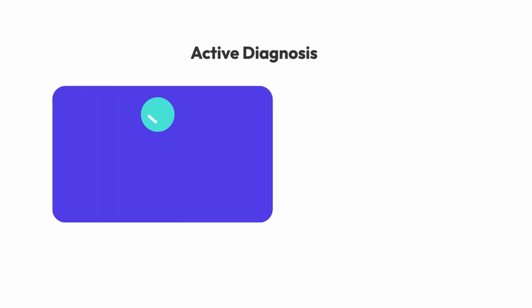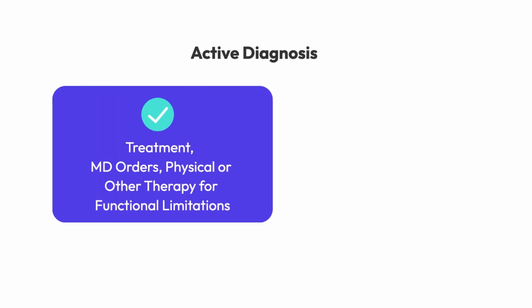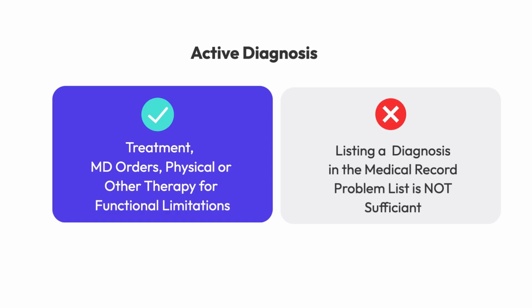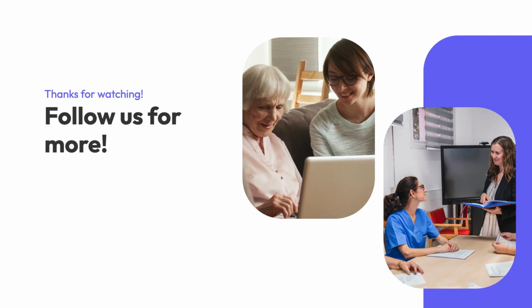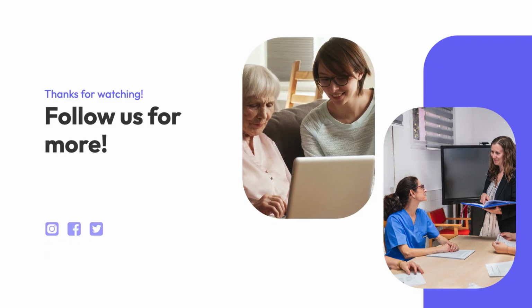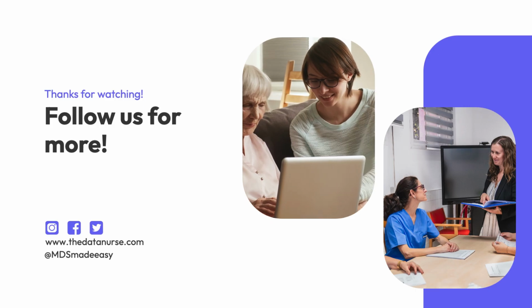To help determine if a diagnosis is active, the reviewer would check records during the 7-day look-back period for notation of treatment of symptoms, doctor's orders for medications, and documentation of physical or other therapy for functional limitations caused by the diagnosis. Simply listing a disease or diagnosis on the resident's medical record problem list is not sufficient for determining active or inactive status. Section I plays a pivotal role identifying the resident's conditions and developing a plan of care that is comprehensive and holistic, which is why coding accuracy is imperative.